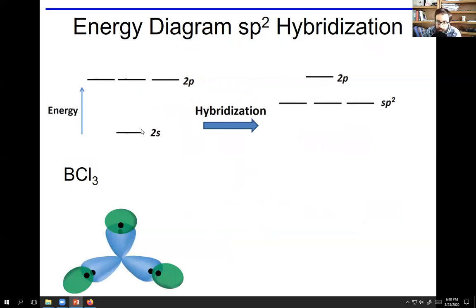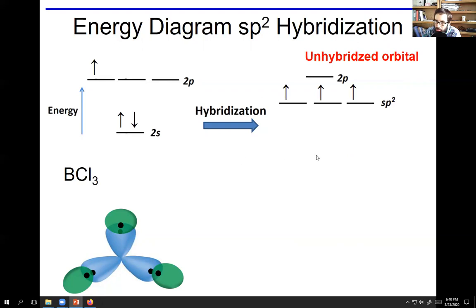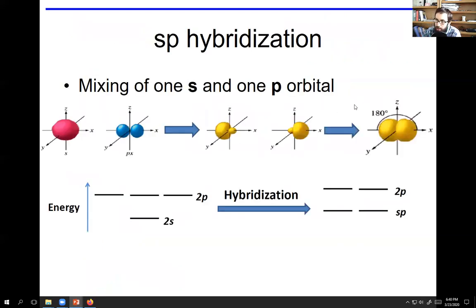So another way of showing that is, hey, look at boron trichloride. That's an example molecule that has sp2 hybridization. Take your 2s, your 2p's, you're going to mix them and make 3 sp2s. And you're going to have a certain number of valence electrons, right? There's 3 valence electrons in boron. Those are shown here. And one of these orbitals is going to be unhybridized because you only took 2 of the 2p's, 1 of the 2s's. Now you're going to put them in there, okay?